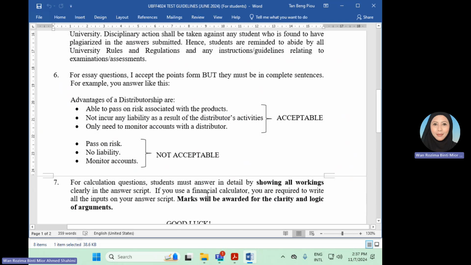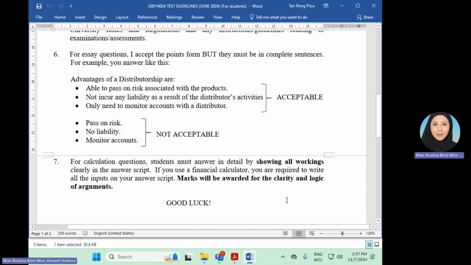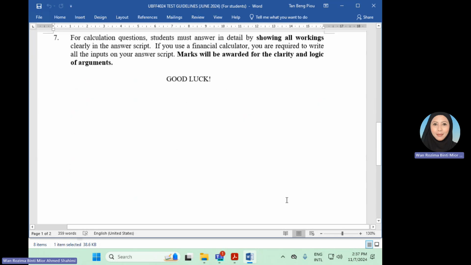So for calculation questions, students must answer in detail by showing all working clearly in the answer script. If you use a financial calculator, you are required to write all the inputs on the answer script. Marks will be awarded for the clarity and logic of the arguments.